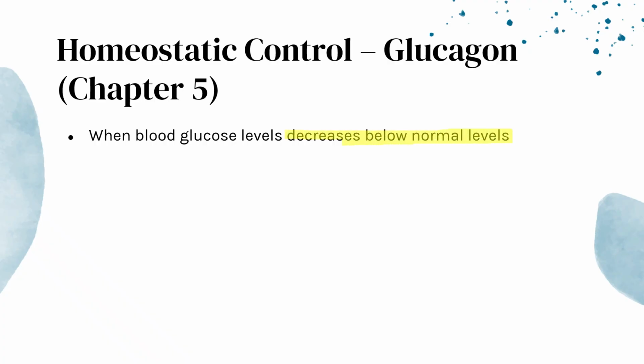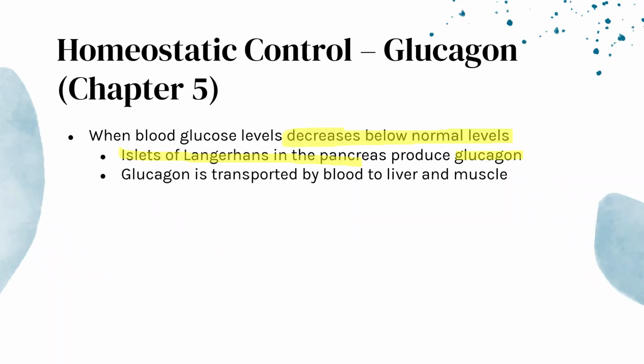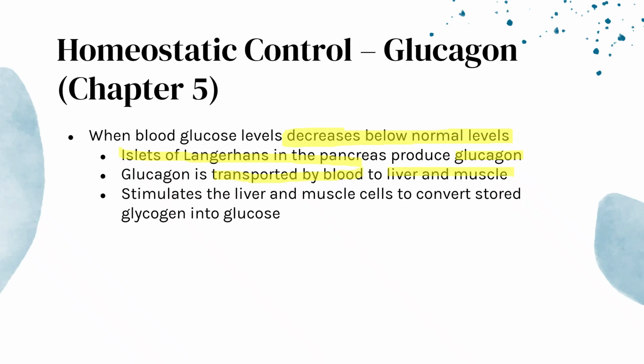On the other hand, when glucose level decreases below normal level, for example, you go through a long period of fasting, the islets of Langerhans in the pancreas, same thing, will produce glucagon. So it's glucagon now. Glucagon is transported by the blood to liver and muscle, and it will stimulate the liver and muscles to convert stored glycogen. I think writing the word stored is good. And glycogen, of course, into glucose. So it ends up as glucose because they are being broken down.